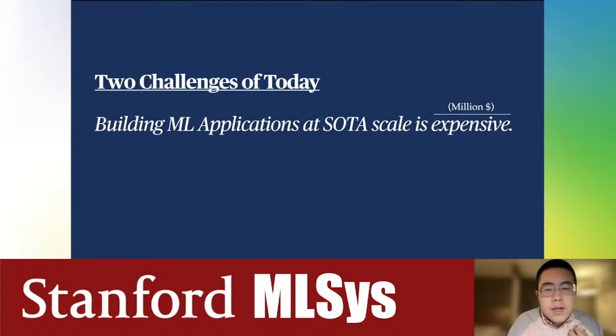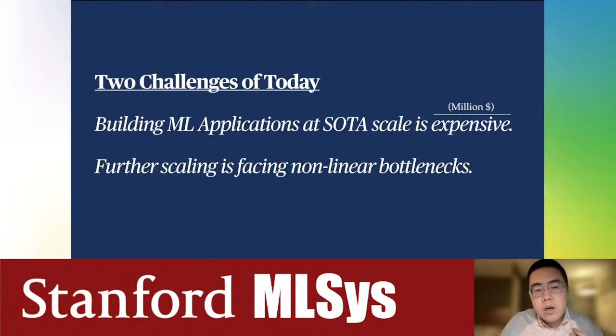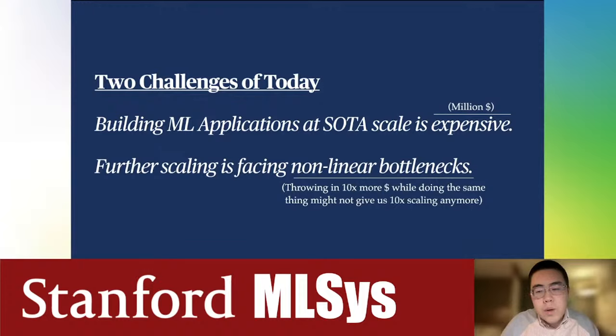And the second challenge that we are facing today, which may be even more fundamental than the cost, is that if you want to scale the model by another 10 times, I believe that we are actually reaching a nonlinear bottleneck. That is, if you keep doing what we are doing today, just throwing in 10 times more money, it probably will not give you 10 times more scaling. So we have to change how we think about data and also how we think about compute.